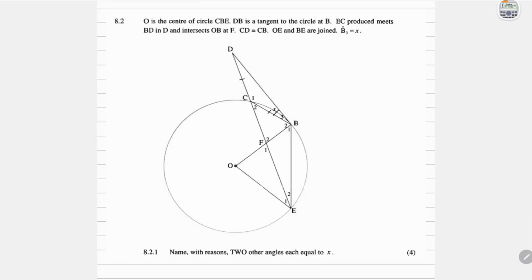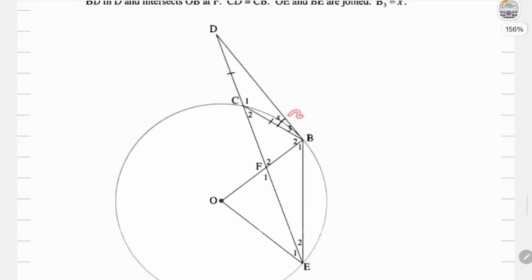Question 8.2 says, O is the center of the circle CBE. DB is a tangent to the circle at B, and then EC produced meets BD at D and intersects OB at F, as we can see over there. And then they tell us that CD is equal to CB. Okay, so we'll have to keep that in mind. And then OE and EB are joined. Okay. And lastly, angle B3 is equal to X.